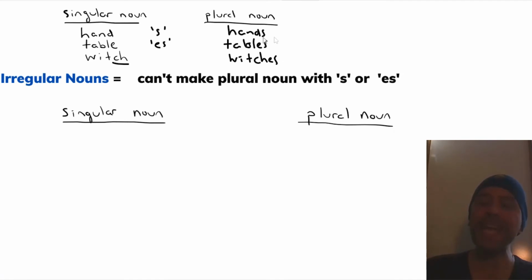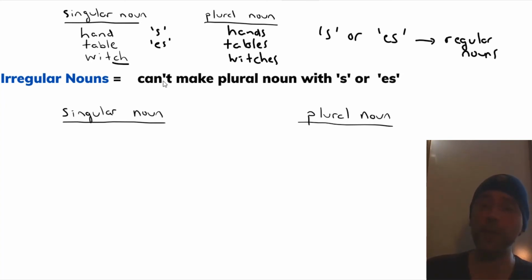Whenever you can make a singular noun into a plural noun just by adding s or es, we call those regular nouns. Anytime I can take a singular noun and make it plural by just adding s or es, it's a regular noun. Almost all nouns are regular. However, there are some that are irregular. So let's take a look at some of them.